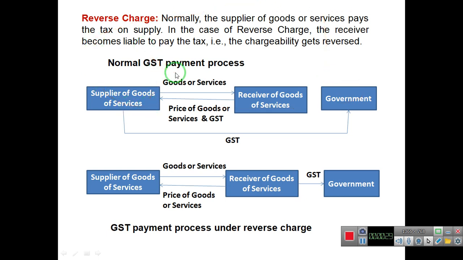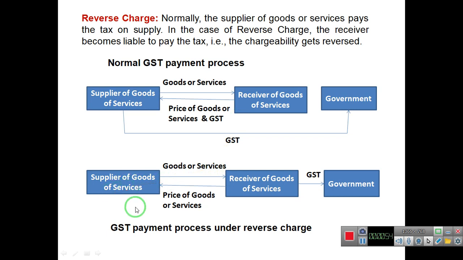If we see in this diagram, in the normal GST payment process, the supplier of goods or services supplies goods or services to the receiver, and the receiver pays the price of the goods or services and the GST amount to the supplier. Now the supplier pays the GST to the government.